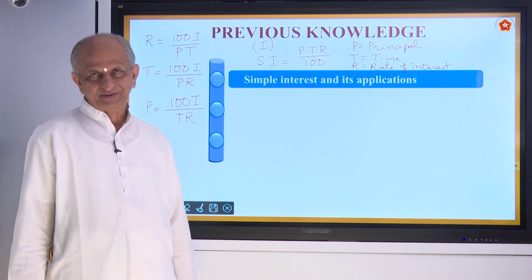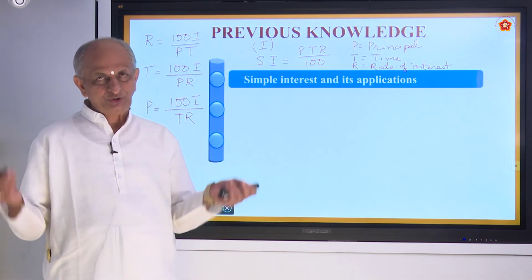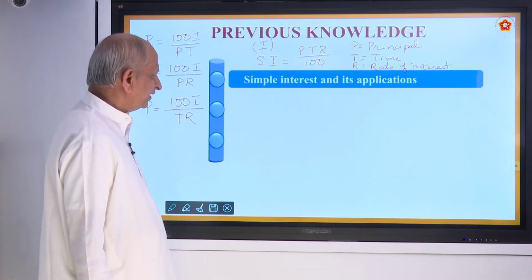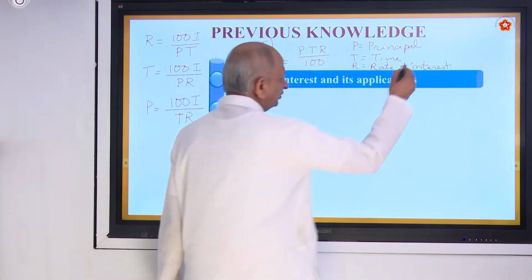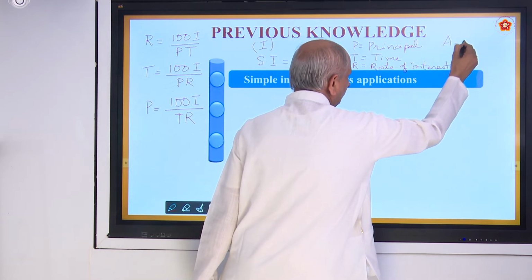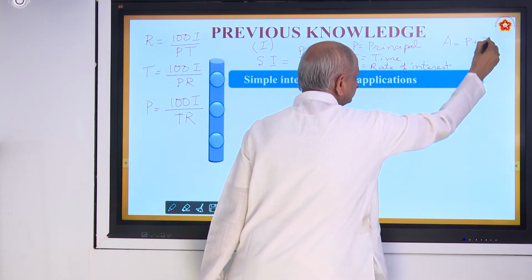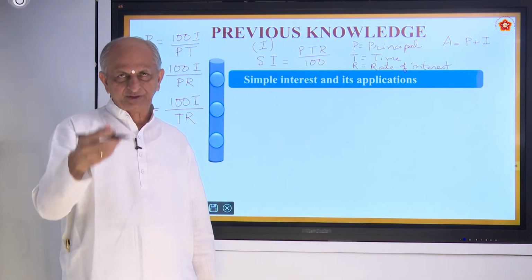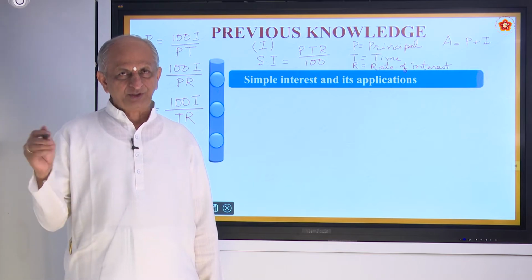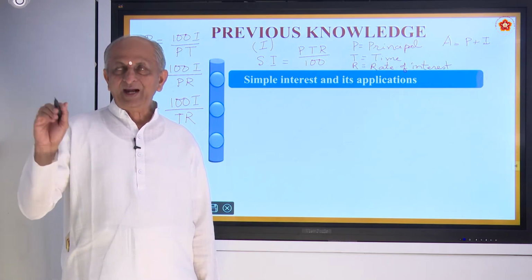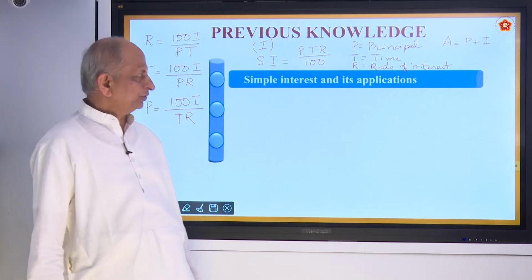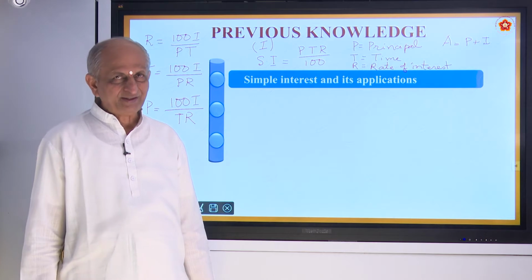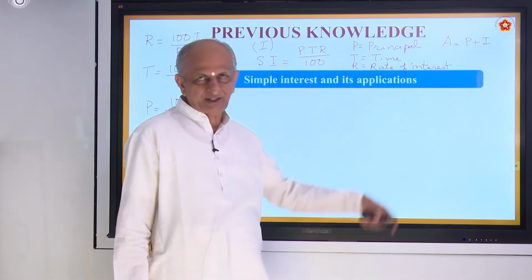The post office, banks and many other commercial institutions use the simple interest formula. Is it not? There is one more term called amount. Amount is equal to principal plus interest. Suppose you deposit 1000 rupees in the bank and if you want to withdraw it next year, they will add the interest and give it. So 1000 rupees plus interest, say 40 rupees or so, they may add it and give it.